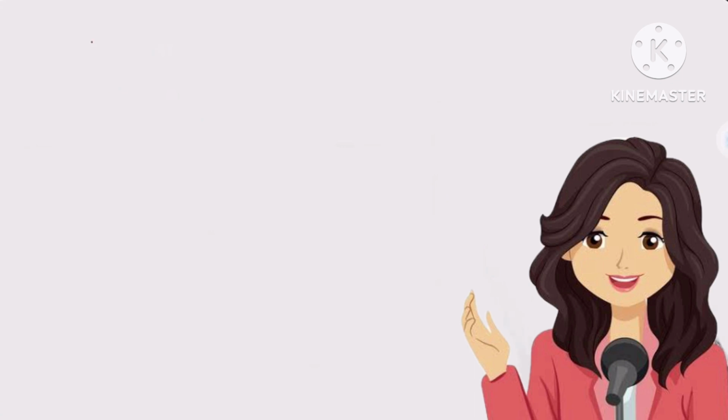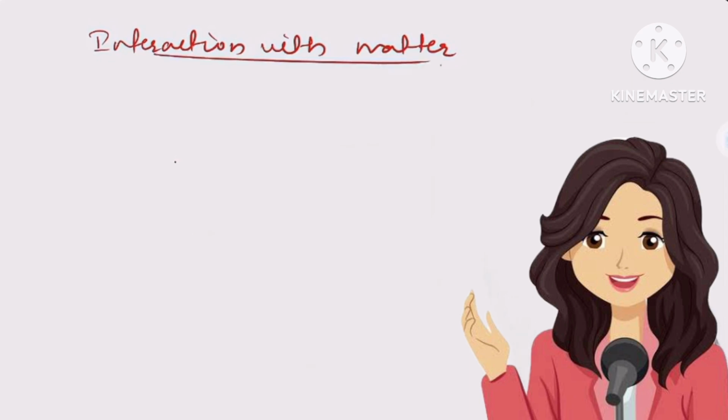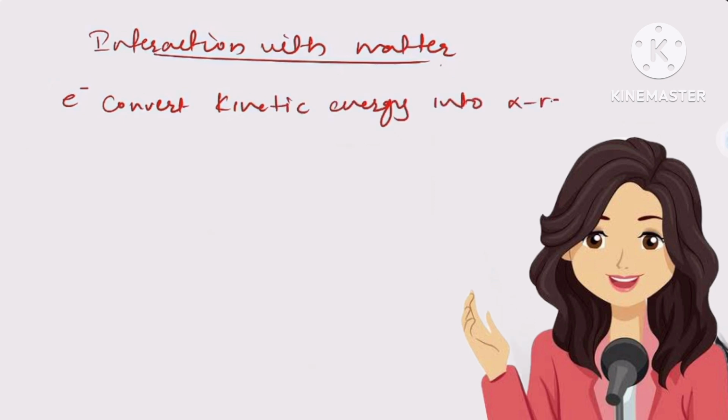Interaction with matter. Now, what we are going to be discussing here is when electrons convert kinetic energy into X-ray photons. There are two possibilities which arise there, or two types of photons which are created by two different interactions.